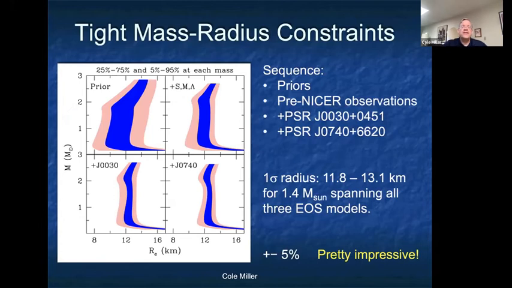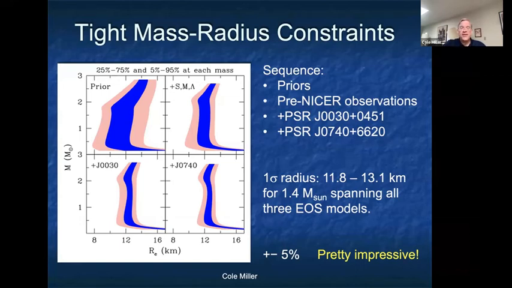You can also look at this in terms of what we've done in terms of the tight mass radius constraints. Again, we have a sequence. Here we are focusing on the Gaussian processes framework, but you get similar results for the other frameworks. In the top left, we start out with our prior. Here, as in the other panels, we have the mass on the vertical axis and the radius on the horizontal axis. And at a given mass, the left edge of the pink region is the 5th percentile of the radius at that mass, and the right edge is 95%. Then the blue goes from 25 to 95.